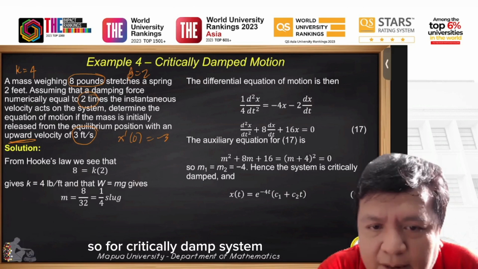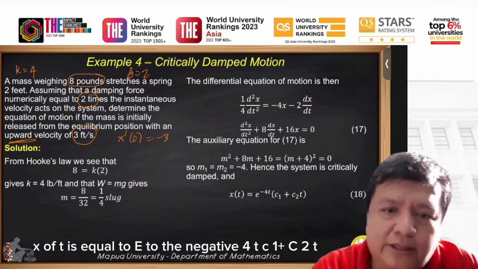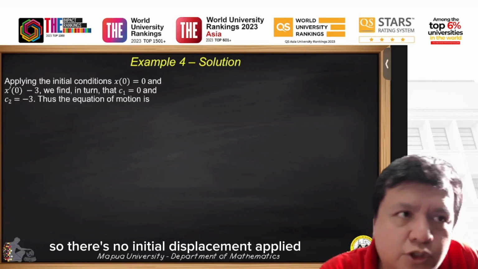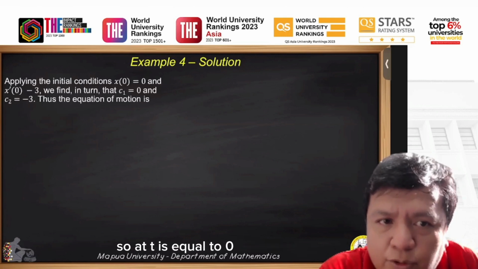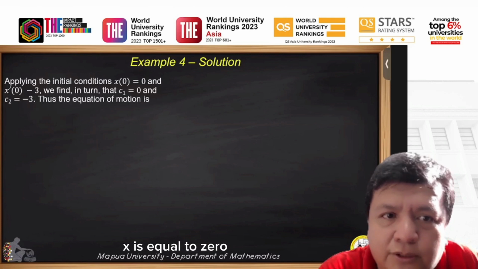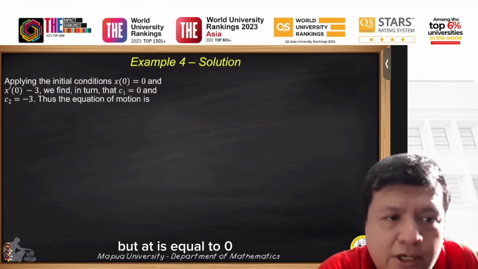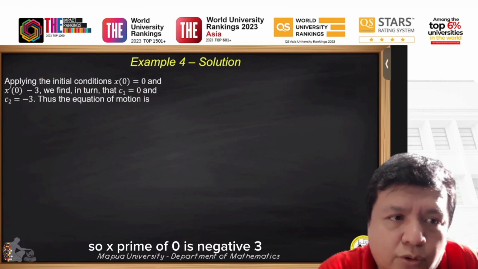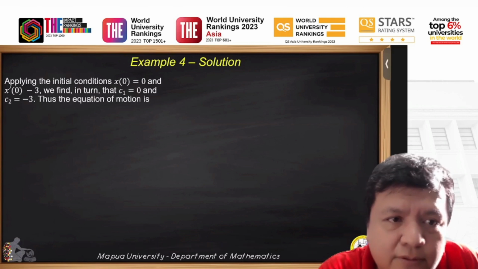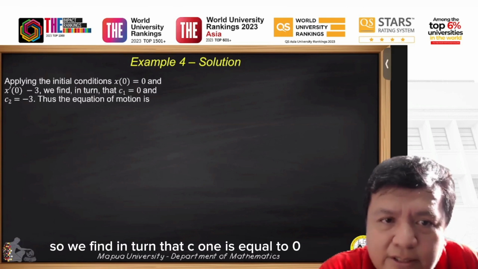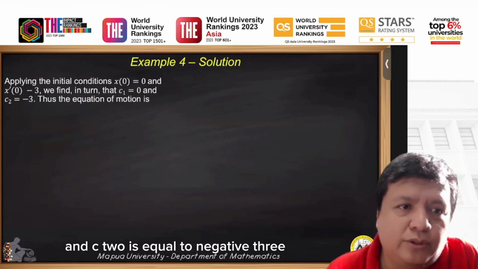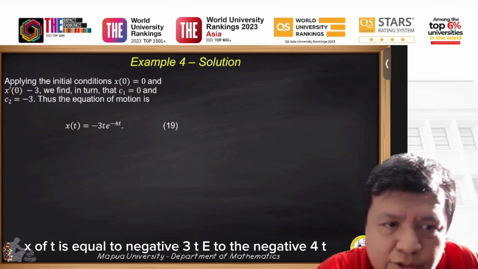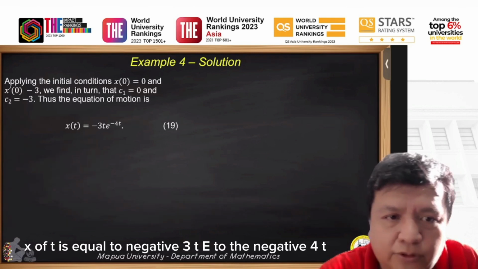So for a critically damped system, x of t is equal to e to the negative 4t times C1 plus C2t. So applying the initial condition, there's no initial displacement applied. So at t equal to 0, x is equal to 0. But at t equal to 0, the velocity is 3 feet per second moving upward. So x prime of 0 is negative 3. So we find in turn that C1 is equal to 0 and C2 is equal to negative 3. Thus, the equation of motion is now x of t is equal to negative 3t e to the negative 4t.